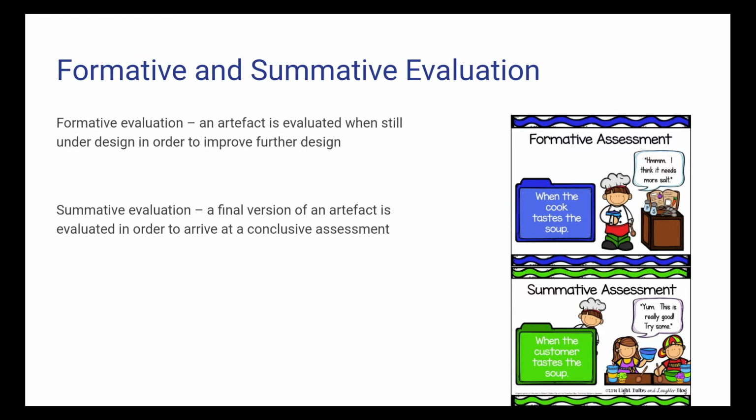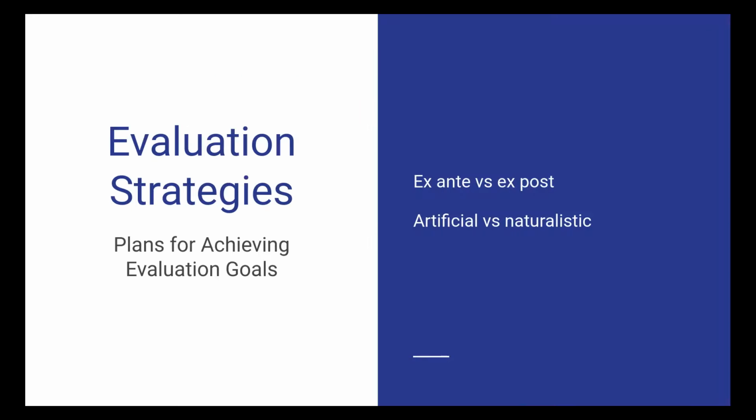The figure here to the right gives an example. Say that we have a chef and that he tastes some soup. Then he makes that while he's still cooking, so he can add on more salt or more spices and thereby improve the soup. So this is formative evaluation. But when you put the soup on the table for the customer, then there is no more chance to really improve that soup. So then it is just to arrive at a final assessment. So this is an example of a summative evaluation.